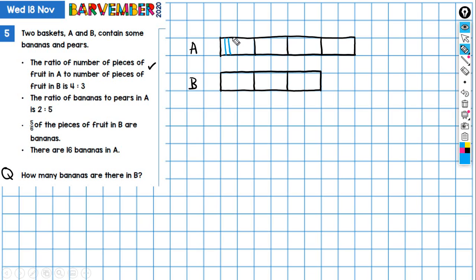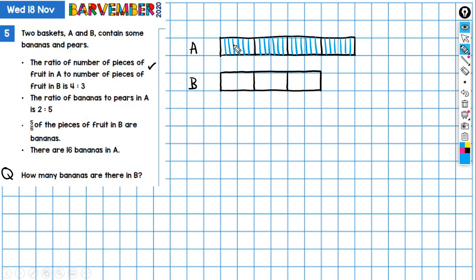1, 2, 3, 4, 5, 6 and 7. 1, 2, 3, 4, 5, 6, 7. 1, 2, 3, 4, 5, 6 and 7. Okay, so 2 to 5. So for every 2 bananas there are 5 pears.